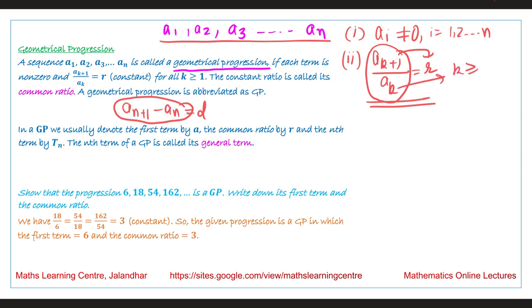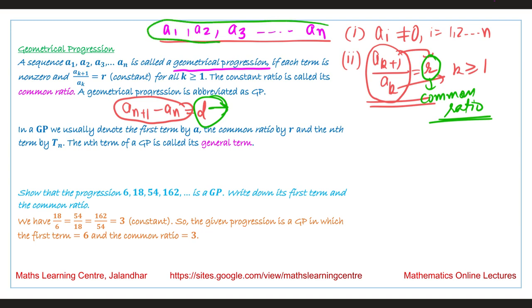we are saying it is for all natural numbers, and this constant ratio that we have, this r, is called the common ratio. In the AP case it was called common difference, now over here it is called common ratio. And if this sequence satisfies these conditions, then it is said to be in geometric progression. In short form we write it as GP. Now when we are talking about the nth term of this GP, the first term is denoted by A, the common ratio is denoted by r, and the nth term is denoted by Tn.